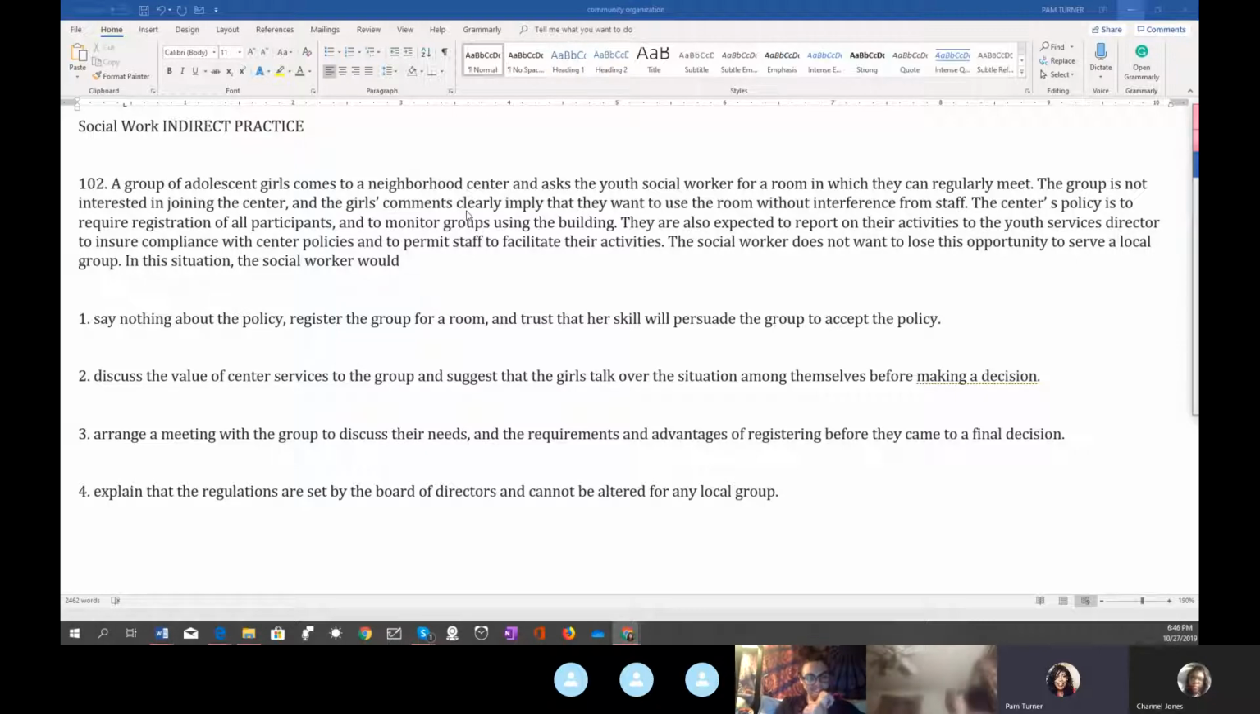Okay. So as mean as it is, and I know that social workers are so kind and sweet, the answer really is 4. And I don't want to lose them. However, I don't want to lose my job either. Okay. Right? So I'm not breaking the policy for anyone because my kids like eating. I don't know about your kids or your dogs. They like eating. I need my job. Okay. So that's what makes it 4, because it clearly says the group is not interested, and they're also expected to report the activities to the youth director to ensure compliance.